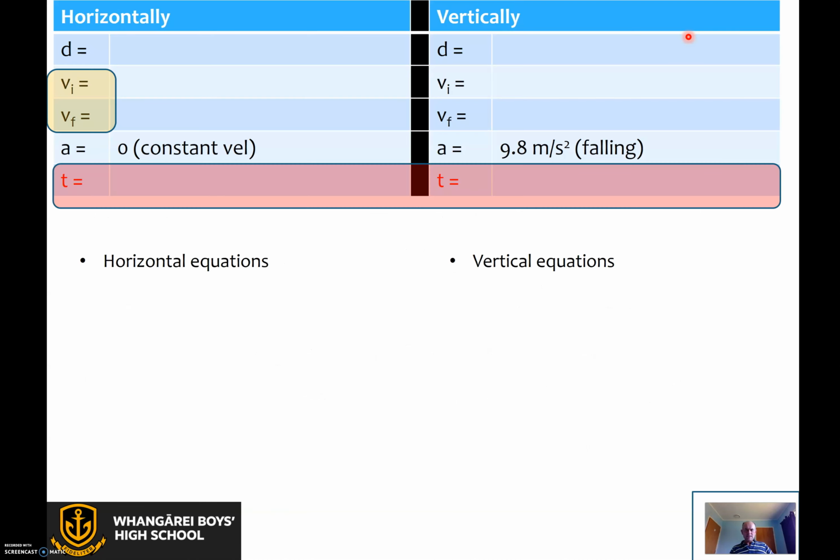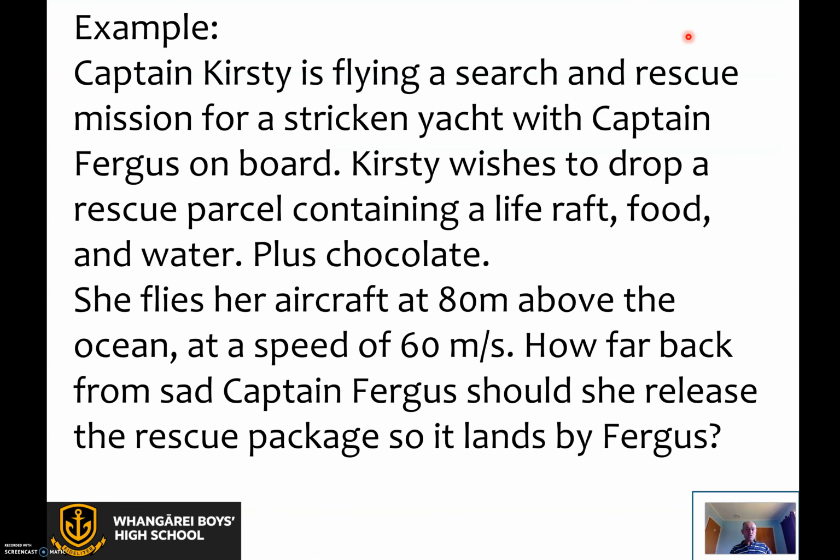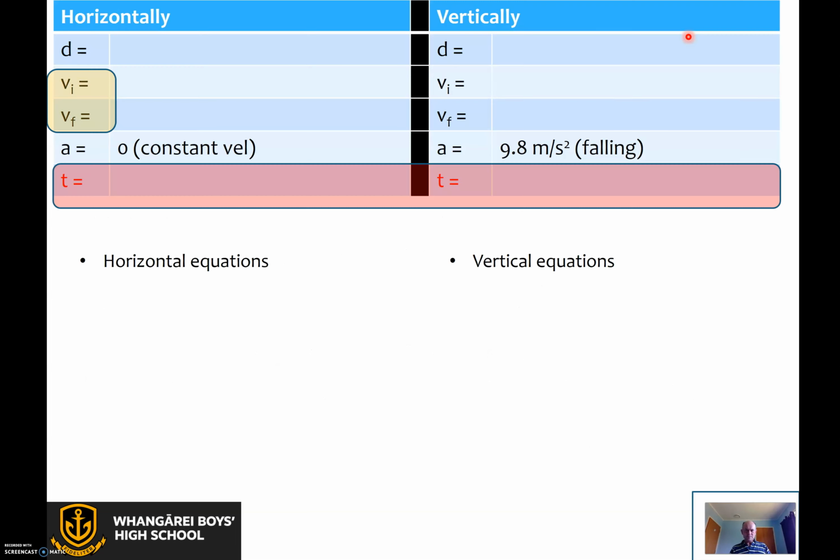Well, so we've got this situation here. Now, I haven't drawn a picture. My apologies. It'd be a good idea to draw a picture. 80 meters up, 60 meters per second horizontally. Sad Fergus floating in the water with a broken boat, and Captain Kirsty flying in. So draw that table there.